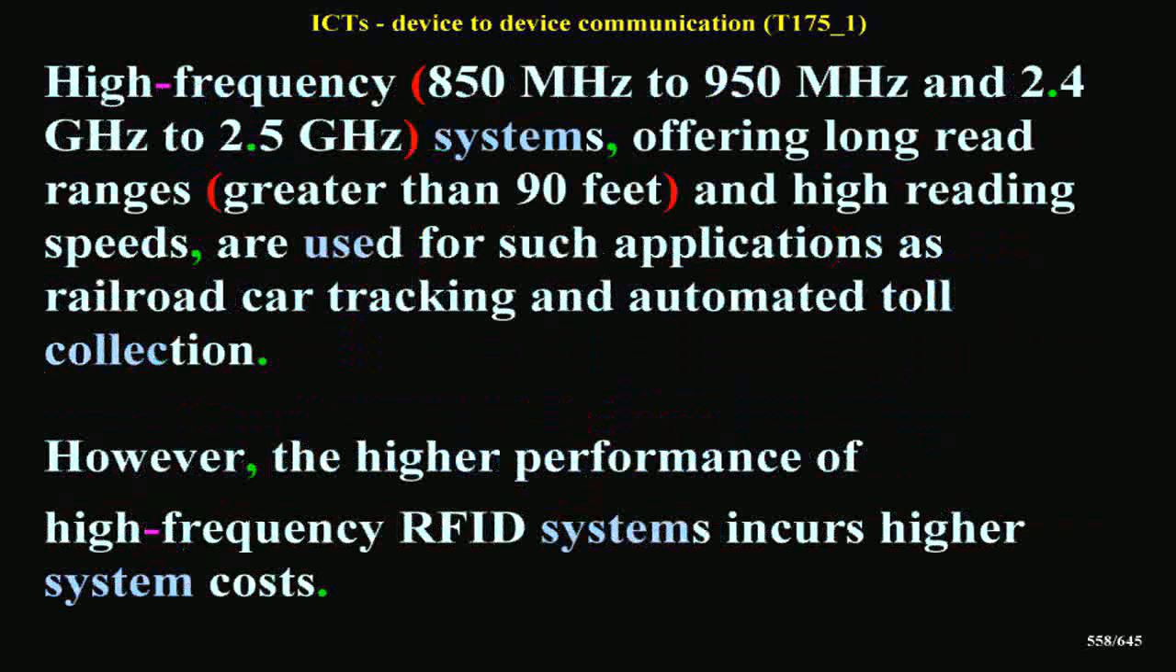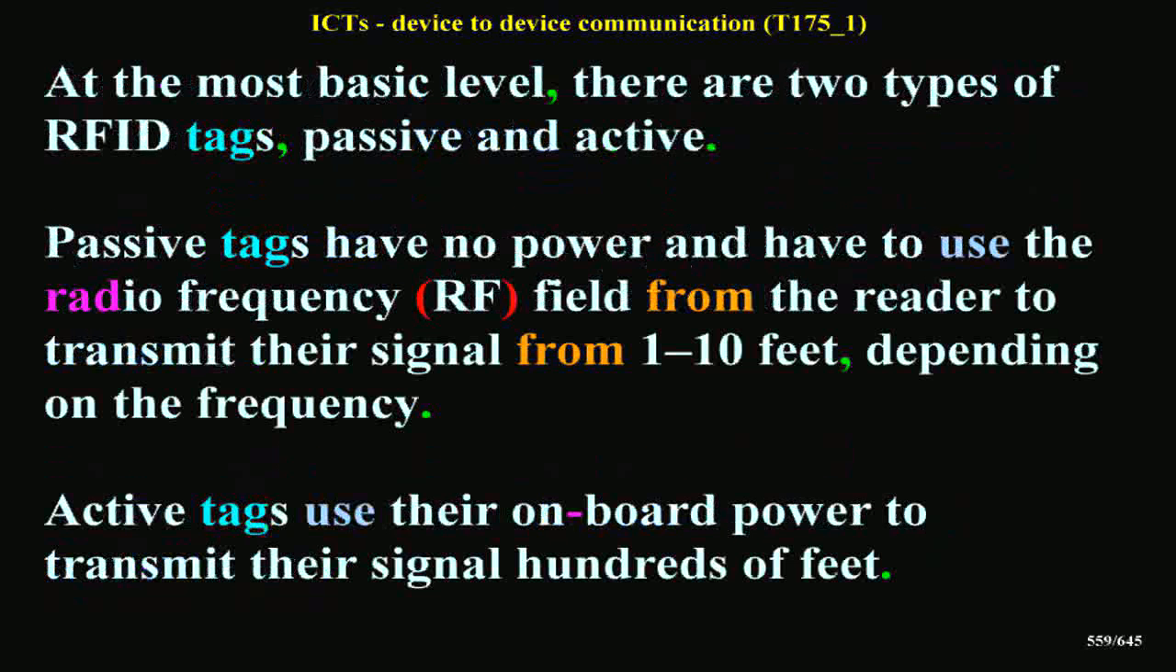High-frequency (850 MHz to 950 MHz and 2.4 GHz to 2.5 GHz) systems, offering long read ranges greater than 90 feet and high reading speeds, are used for such applications as railroad car tracking and automated toll collection. However, the higher performance of high-frequency RFID systems incurs higher system costs. At the most basic level, there are two types of RFID tags, passive and active. Passive tags have no power and have to use the radio frequency (RF) field from the reader to transmit their signal from 1 to 10 feet, depending on the frequency.